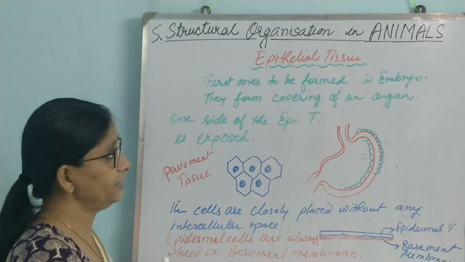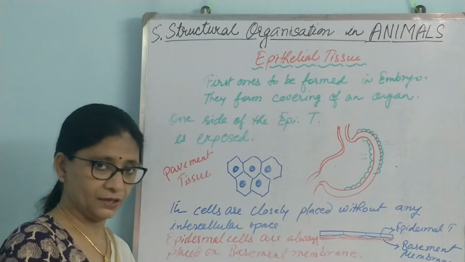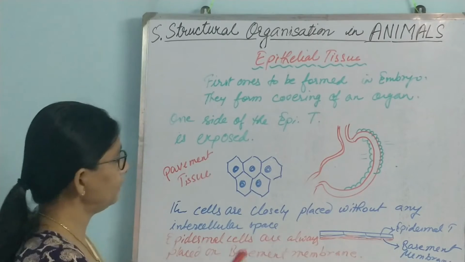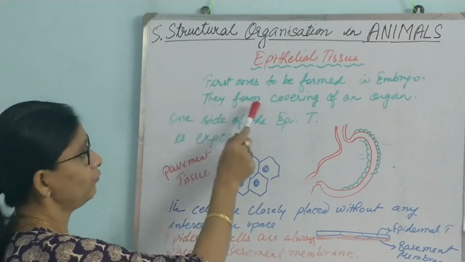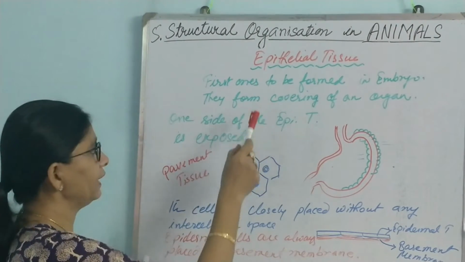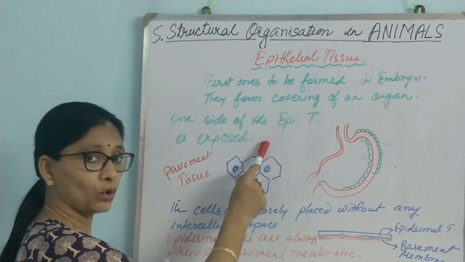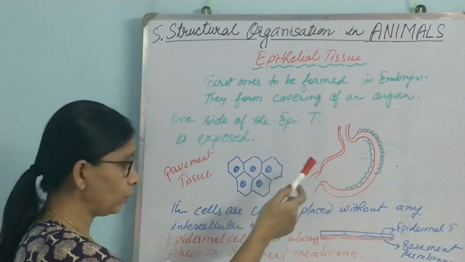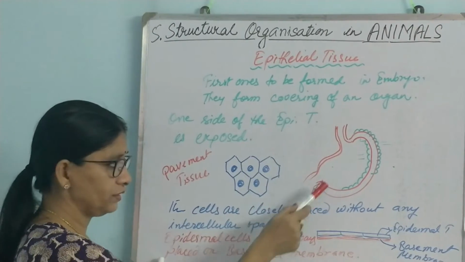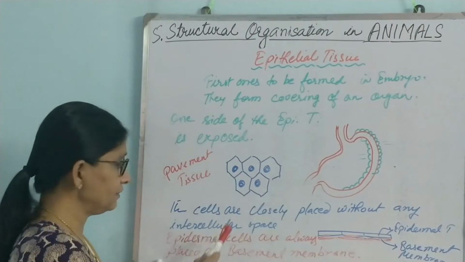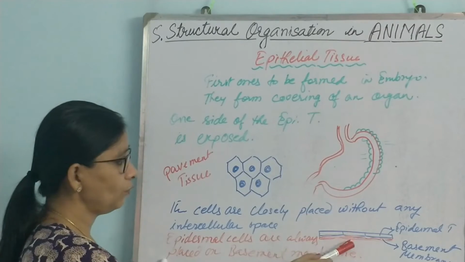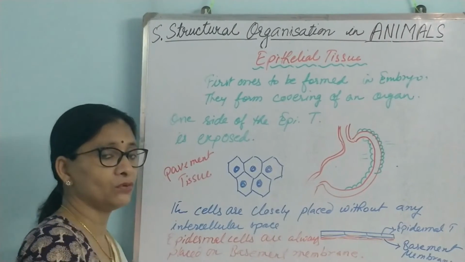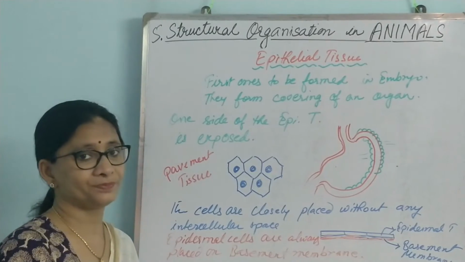Now we shall see what are the types of epithelial tissue. I hope you have understood the three characters. Let us recap once again. Number one, they form the covering of an organ, and one side of epithelial tissue is always exposed to the external or internal environment of the organ. The cells are closely packed without any intercellular space, and epithelial cells are always resting on the basement membrane. So these are the three important qualities of epithelial tissue.